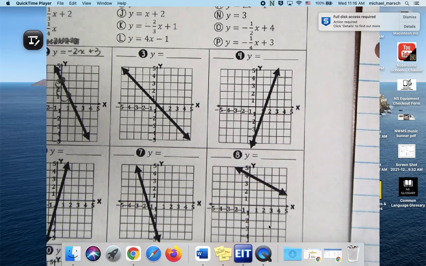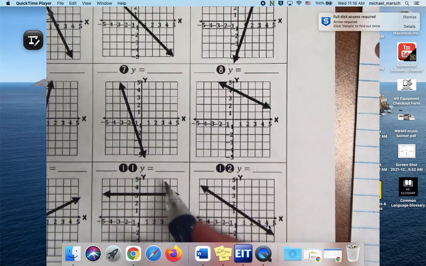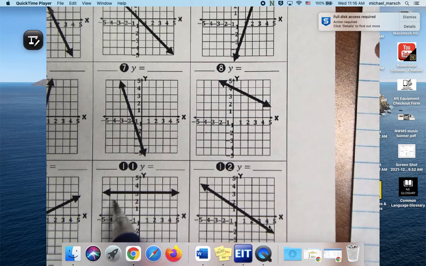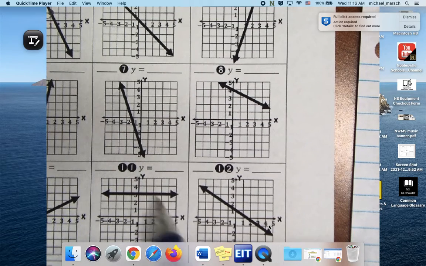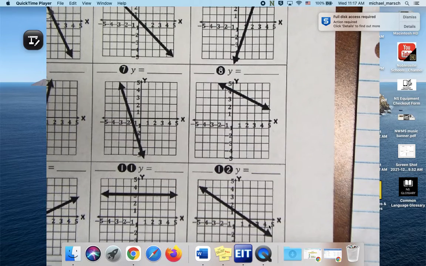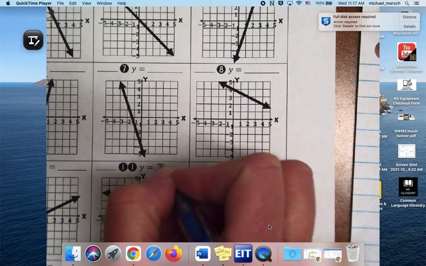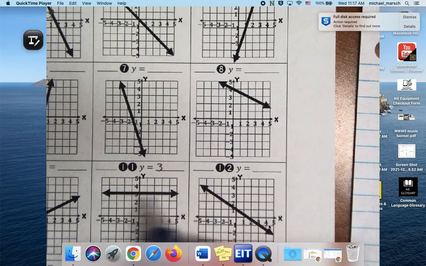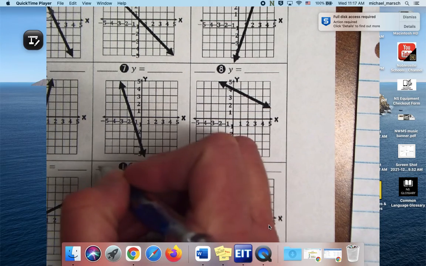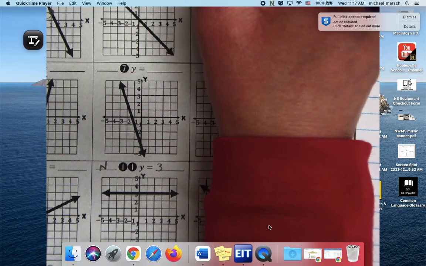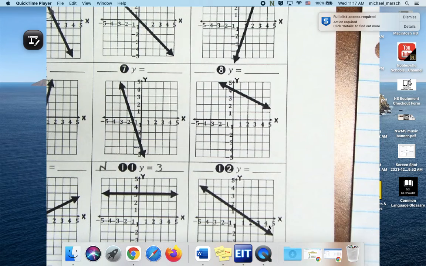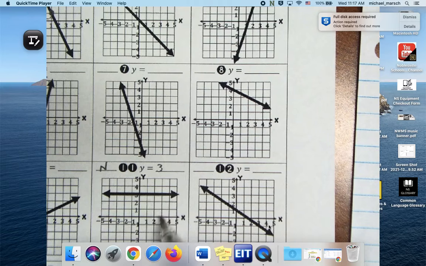Let's look at number 11. Let's just look at that one together here. Well, my slope is 0, right? What is my equation going to be? It's y equals 3. It's the only thing that I have here. Y equals 3. And that happens to be an n up there. So you can cross out n. Because all of my y values are 3, I get a horizontal line.